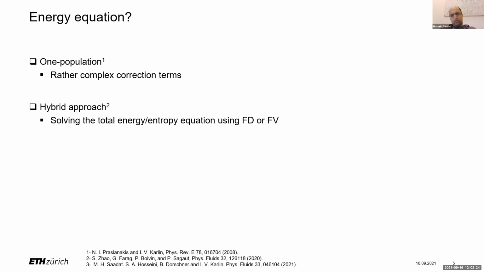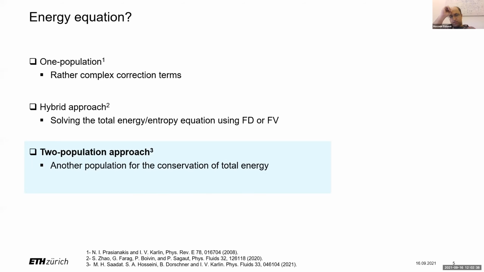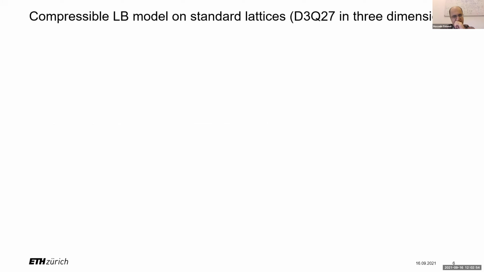The second approach is called the hybrid approach. The idea is that we can solve the total energy or the entropy equation using conventional numerical schemes like finite difference or finite volume. And finally, the approach that we have used in this study is the two population approach, where we have an additional set of populations responsible for conserving the total energy. Now, with that being said, we can have a look at the compressible model that we propose.